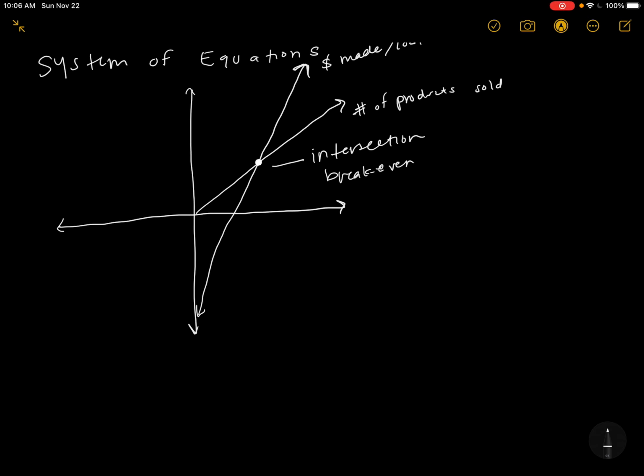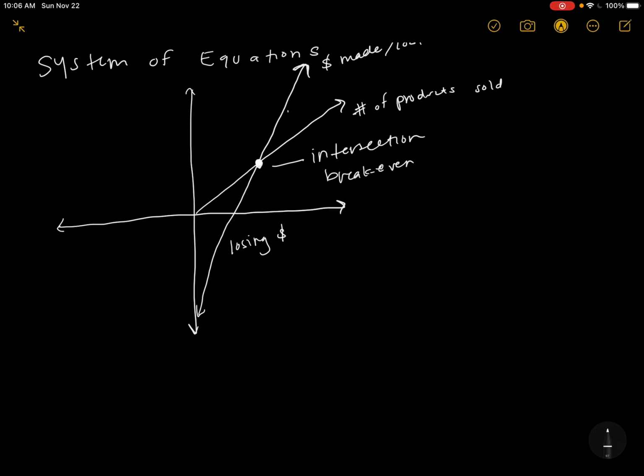Before this, you're losing money. You're selling some product, but you need to sell a certain amount, because you have to put money into your products. You have to get all the equipment you need to make your product, all of that kind of stuff. So you lose money, but after a certain point, if you sell enough, you will break even. That's what this point represents.